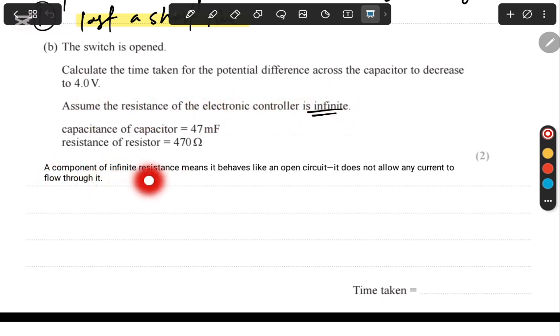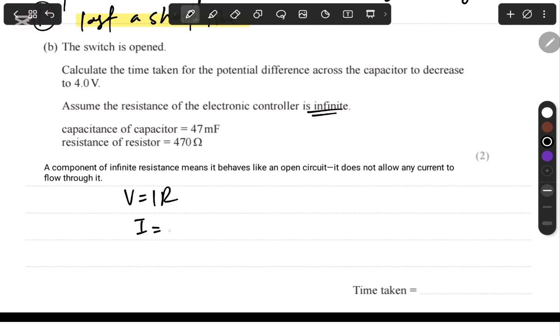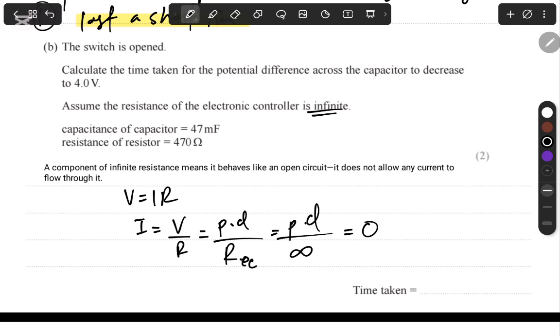So a component of infinite resistance means it behaves like an open circuit. It does not allow any current to flow through. So let's write it like this: V equals IR, and I equals V over R. Then that's going to be the potential difference across the resistance of the electronic controller. So PD divided by infinite is going to be equal to 0. So the current across the electronic controller is equal to 0.